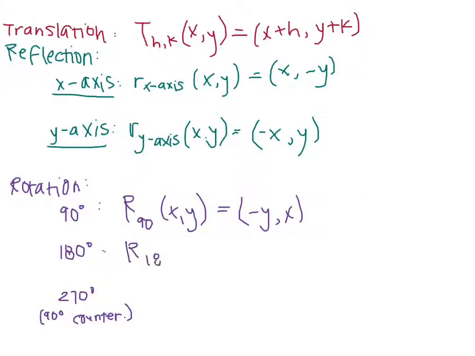Rotation of 180 degrees looks similar. We have capital R, 180 in the subscript, and then for this one, the X and the Y value both switch their signs.